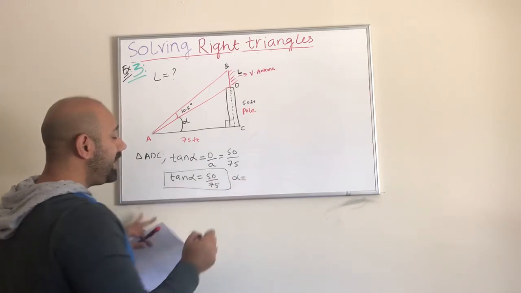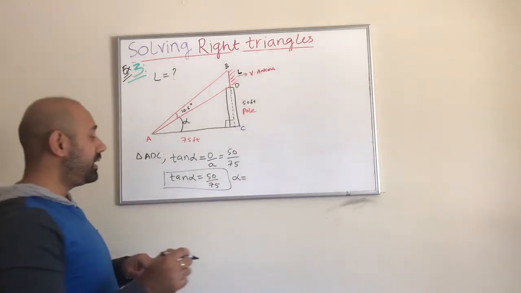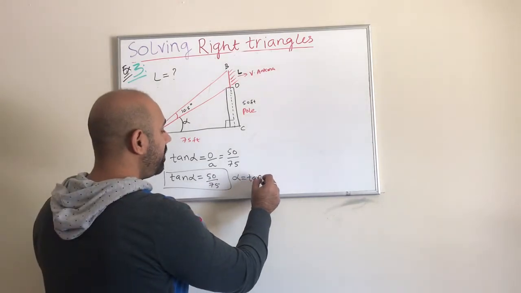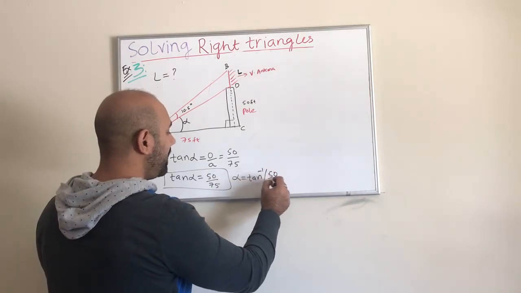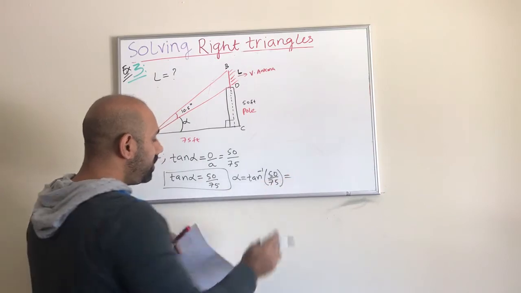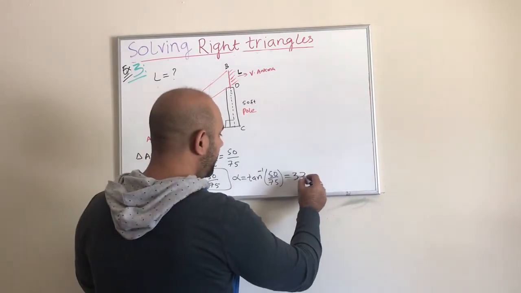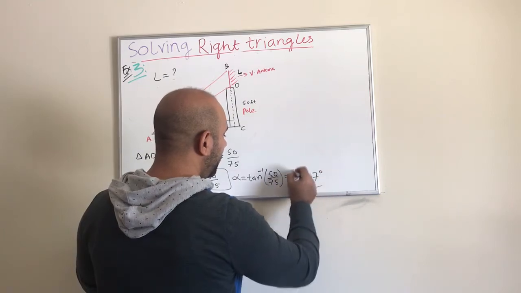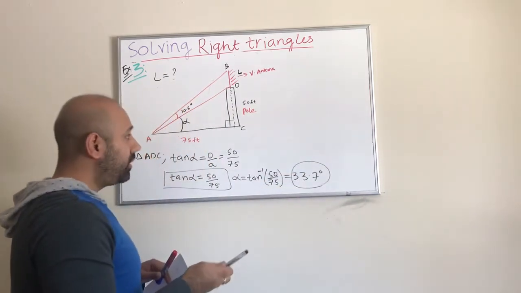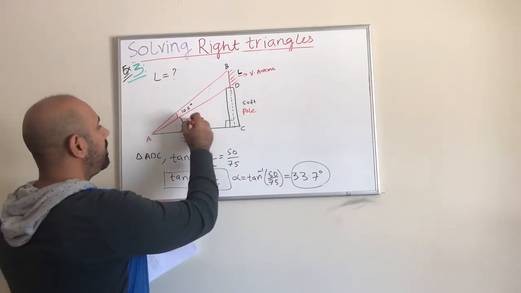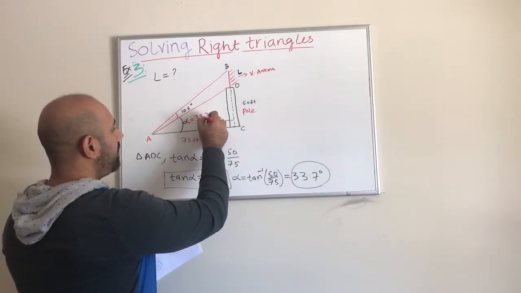Guys, we have to use the inverse key in our calculators to figure this out. Of course, we need a calculator for this. So you type in tan inverse of 50 over 75. When we do that using our calculator, I got 33.7 degrees. You can round to one place of decimal. So that is my alpha. That is the value of this angle alpha, which is 33.7 degrees.